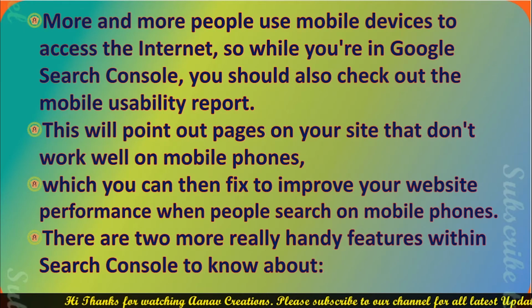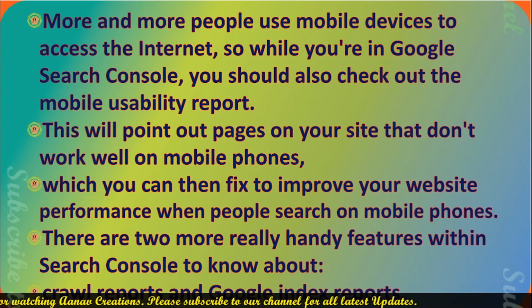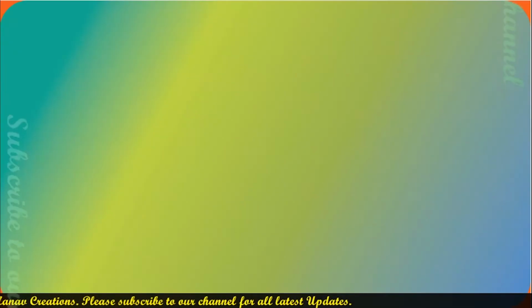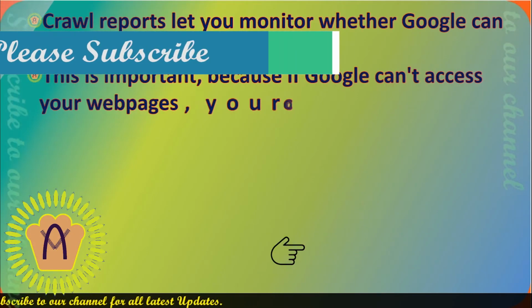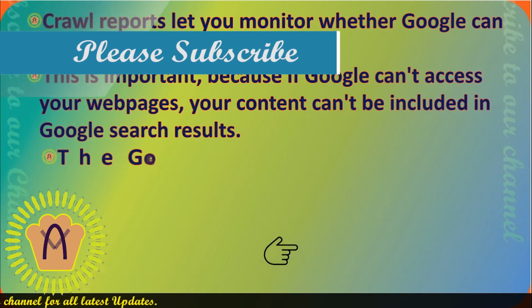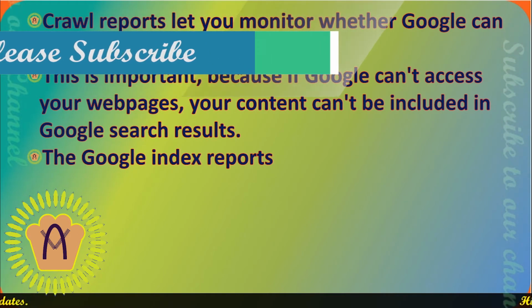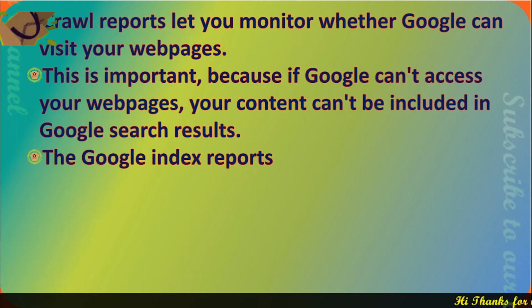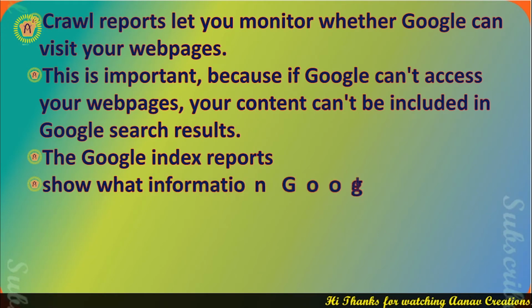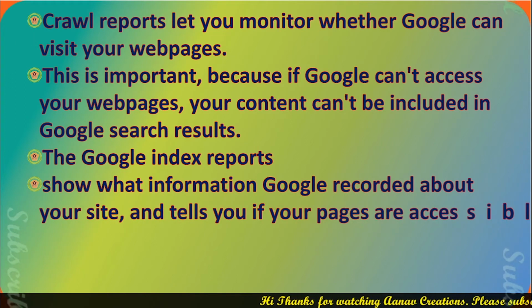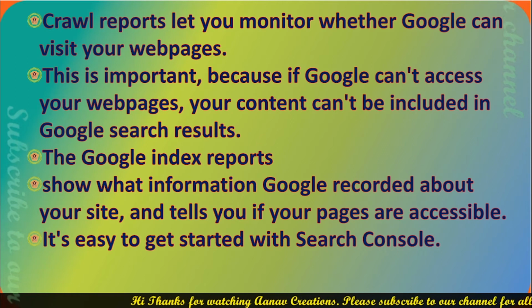There are two more really handy features within Search Console to know about: crawl reports and Google index reports. Crawl reports let you monitor whether Google can visit your web pages. This is important because if Google can't access your web pages, your content can't be included in Google search results. The Google index reports show what information Google recorded about your site and tells you if your pages are accessible.